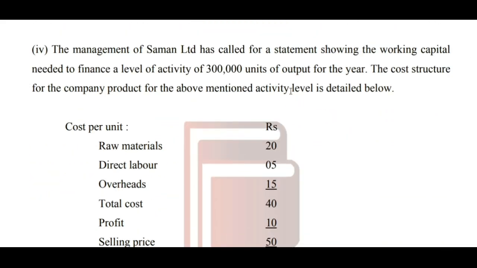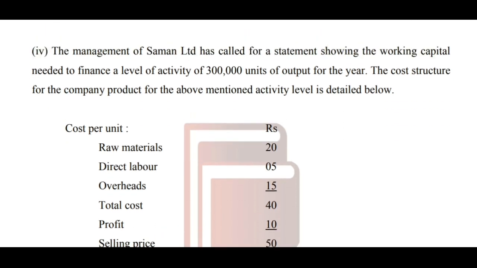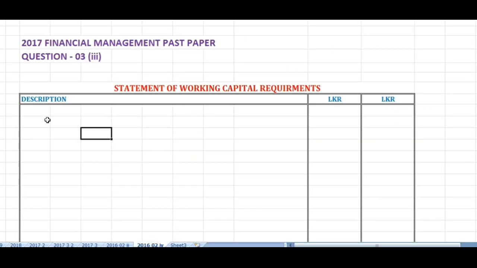So we have to calculate the net working capital. Statement of working capital requirements. First, we have to calculate all the current assets value. Under the current assets, we have to calculate inventory value. Under the inventory, we have to calculate raw material, work in progress and finished goods value.